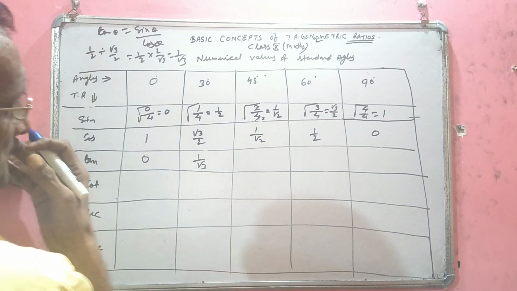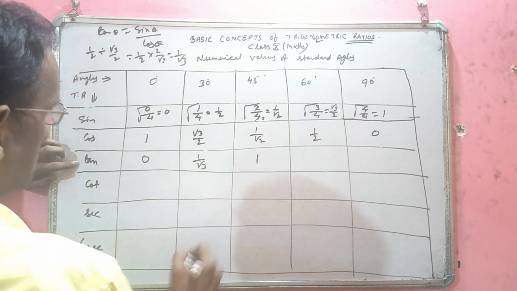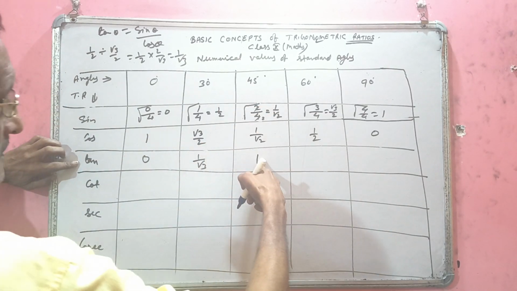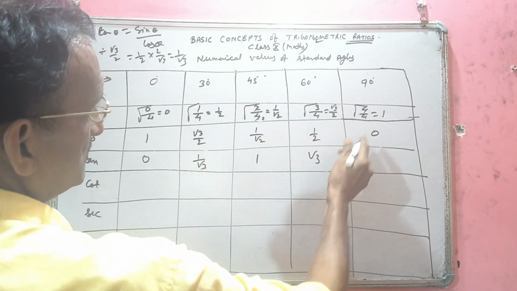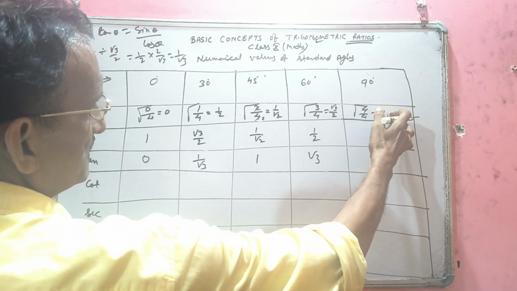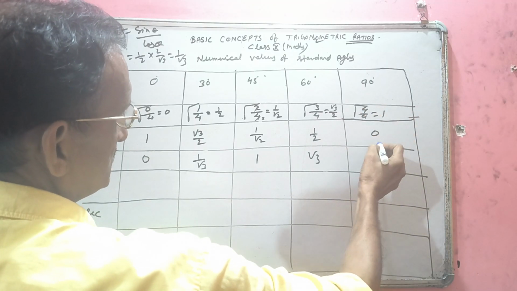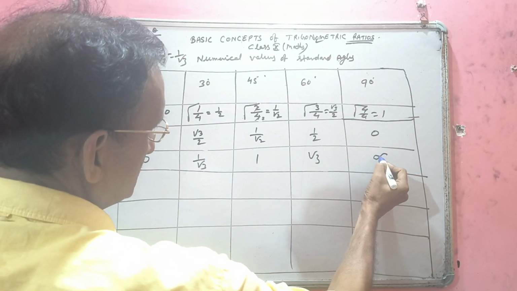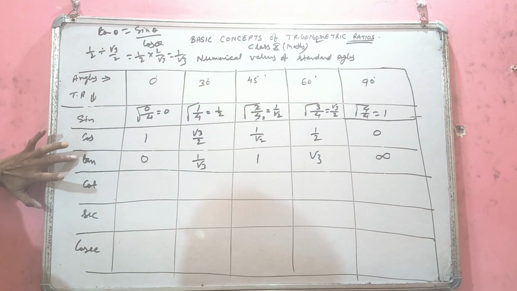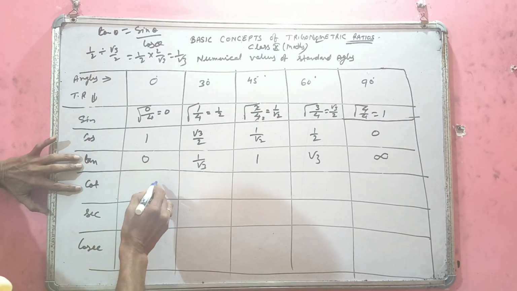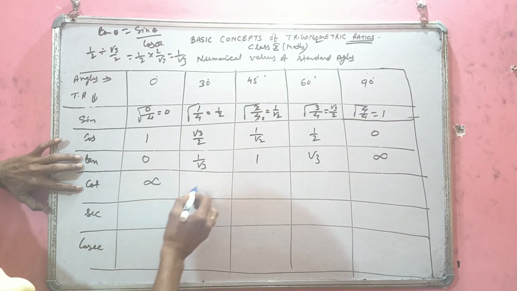Okay. Similarly, this by this you will get 1. So tan 45 degree 1. Tan 60 degree, this by this, how much will you get? Root 3. And tan 90 degree, 1 by 0 is never defined. So undefined. Okay, infinity you can write. What is cot? Reciprocal of tan. 0 has no reciprocal, so not defined.